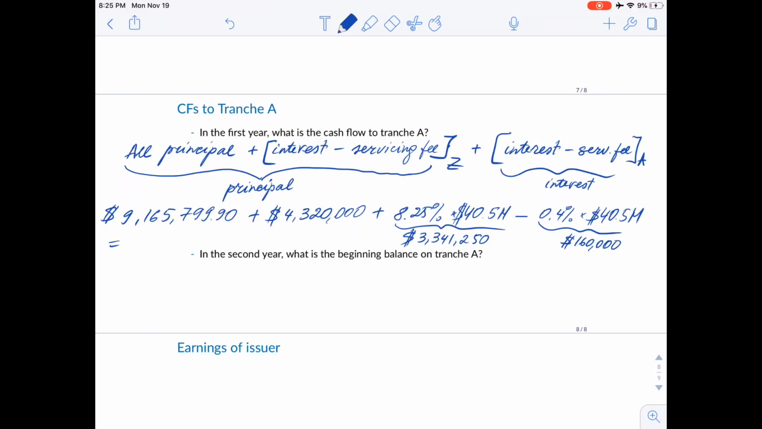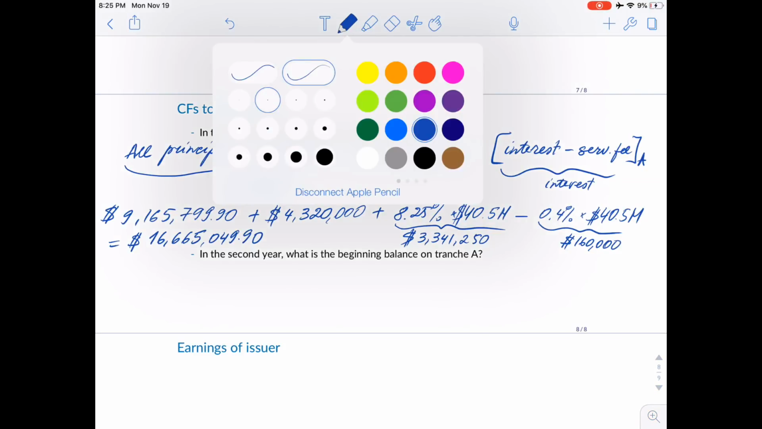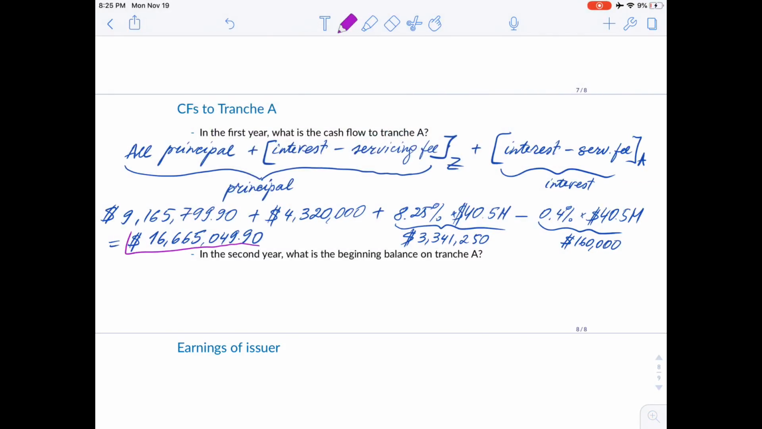Okay, so then if we add all these three terms together and subtract the servicing fee, we should get $16,665,049.90. Okay, does that make sense? 13 on average plus 3 more, that's 16, yeah, so approximately that looks right.